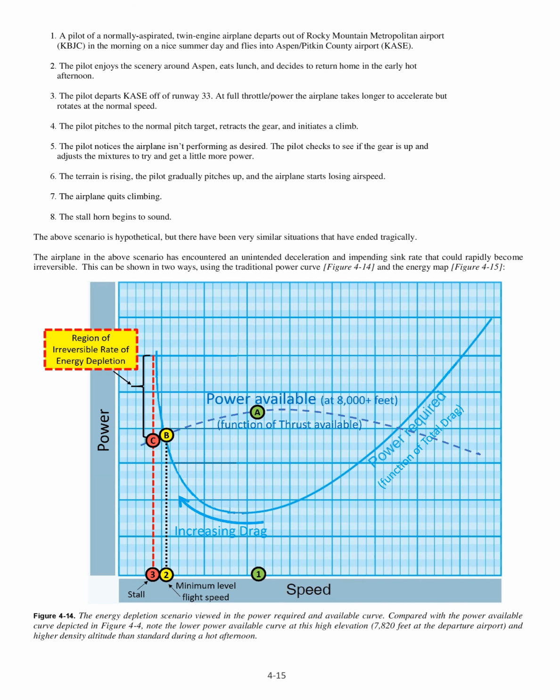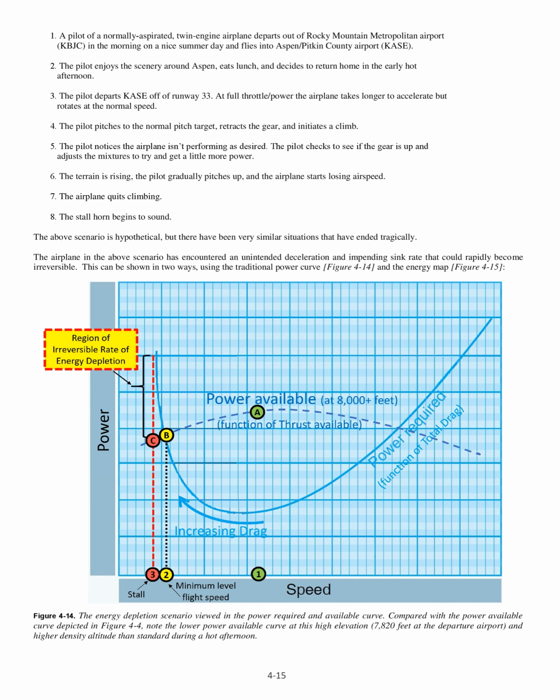1. A pilot of a normally aspirated, twin-engine airplane departs out of Rocky Mountain Metropolitan Airport, KBJC, in the morning on a nice summer day and flies into Aspen/Pitkin County Airport, KASE. 2. The pilot enjoys the scenery around Aspen, eats lunch, and decides to return home in the early hot afternoon. 3. The pilot departs KASE off of runway 33. At full throttle/power the airplane takes longer to accelerate but rotates at the normal speed. 4. The pilot pitches to the normal pitch target, retracts the gear, and initiates a climb. 5. The pilot notices the airplane isn't performing as desired.